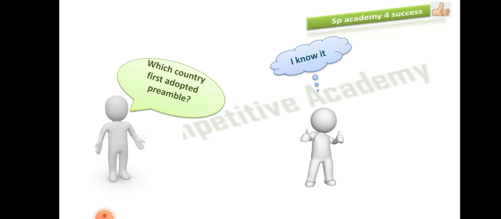So the answer for this is America. America was the first country that adopted a preamble for their written constitution, and after that many other countries like India adopted this practice of adopting the preamble. Right. Now moving on to the next point here.